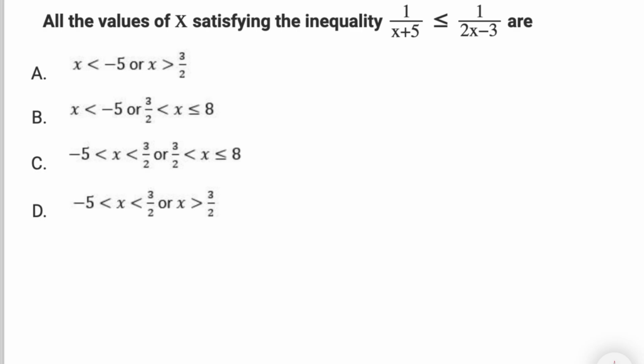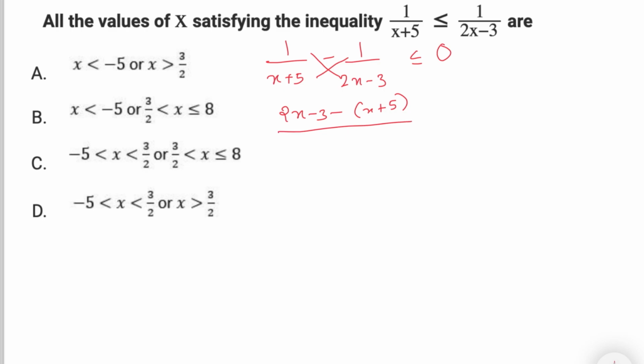I'm going to get 1 upon x plus 5 minus 1 upon 2x minus 3 should be less than or equal to 0. I'm just subtracting 1 upon 2x minus 3 from both sides. Now next step is we'll cross multiply. So 2x minus 3 will come above, minus of x plus 5, divided by, in the denominator we have x plus 5 into 2x minus 3, which should be less than equal to 0.